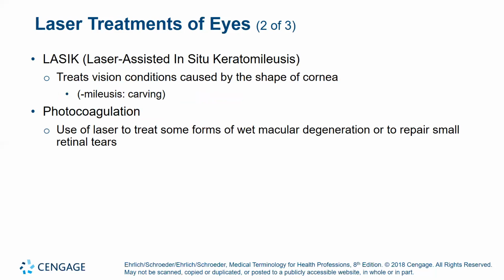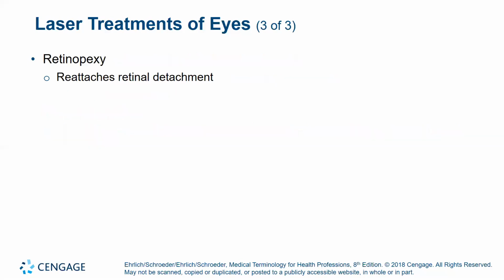Continue with the laser treatments. Next one would be LASIK, and everybody's probably familiar with this one. This treats vision conditions caused by the shape of the cornea. And then we have the photocoagulation. This is use of laser to treat some forms of wet macular degeneration. It can also be used to repair small retinal tears. They could use this treatment. Then we have the retinopexy, reattaches the retinal detachment.